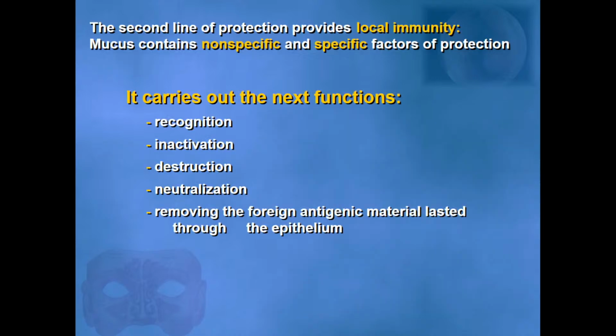The second layer of protection provides local immunity. Mucus contains non-specific and specific factors of protection. It carries out the proper function: recognition of antigen, inactivation of antigen, destruction, neutralization, and removing the foreign antigenic material with the help of the mucociliary transport system.